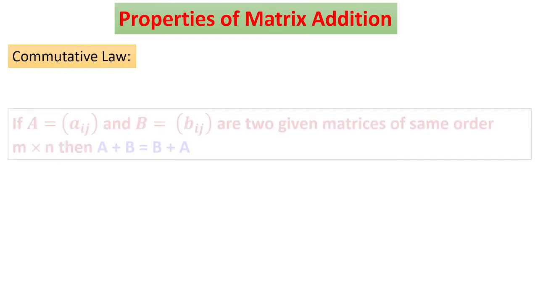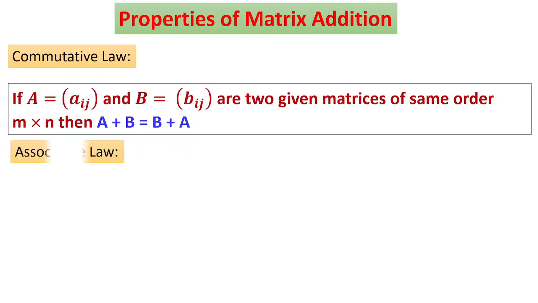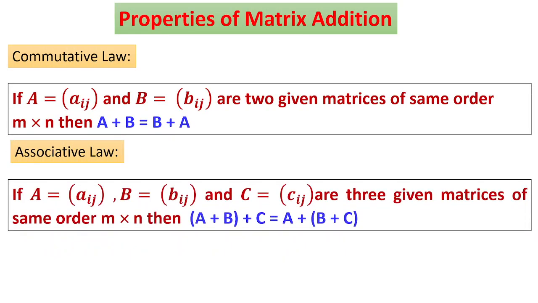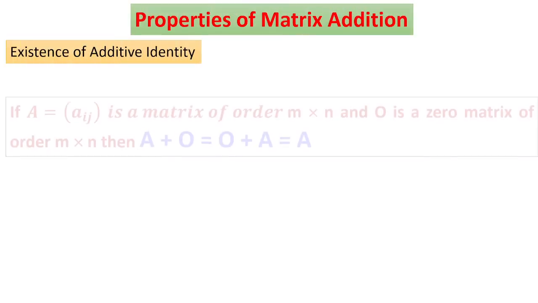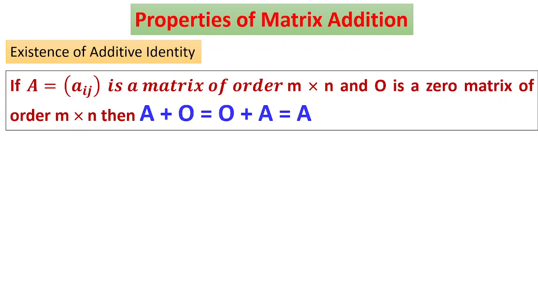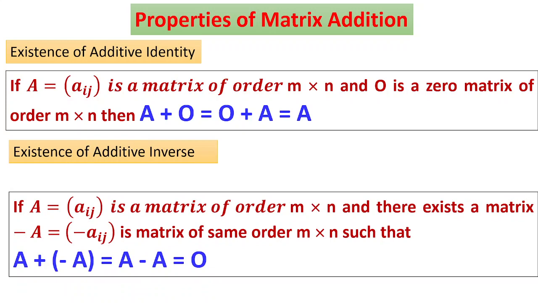Then the matrix addition properties. Commutative law: A plus B is the same as B plus A, and A plus B plus C is the same as A plus B plus C, by associativity. Then in matrix addition there is one identity. When you add a matrix A of order M cross N and the 0 matrix, also of order M cross N, you will get back A. Then if you add two matrices and you get a 0 matrix, both are called additive inverses of each other.